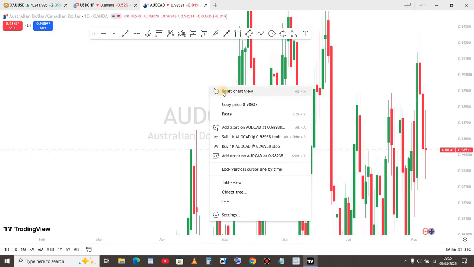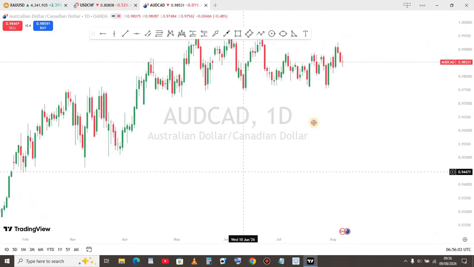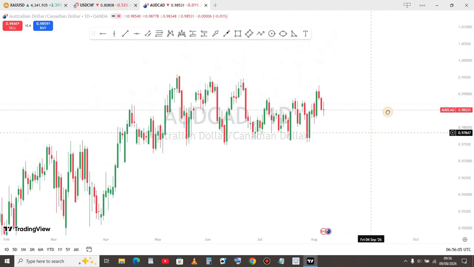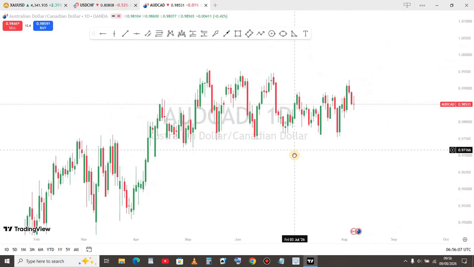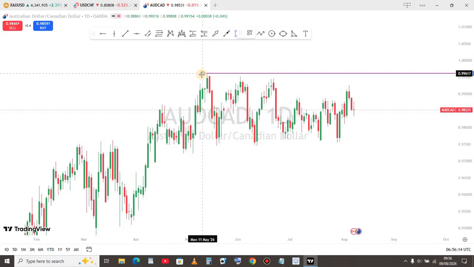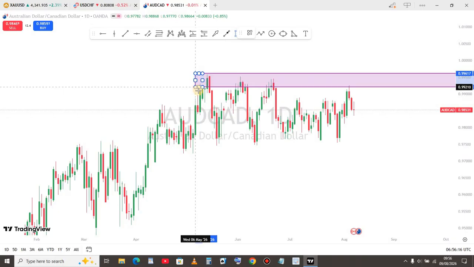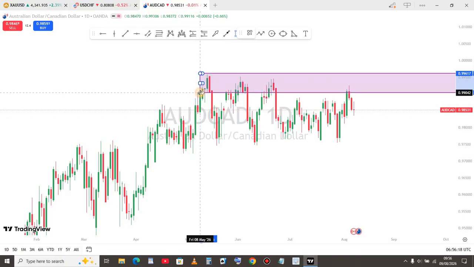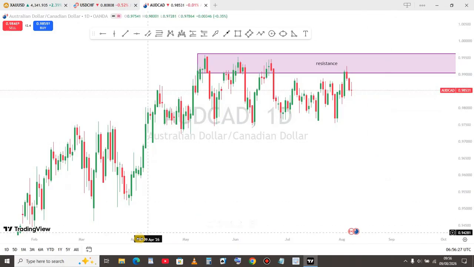Okay, so we have to reset this chart. As you can see, this chart has been moving upside, and to this point where this price is, it's showing us that this is our resistance. This is our resistance level. So let me name it. This is our resistance level, and when we have a resistance level, we must also have a support level.